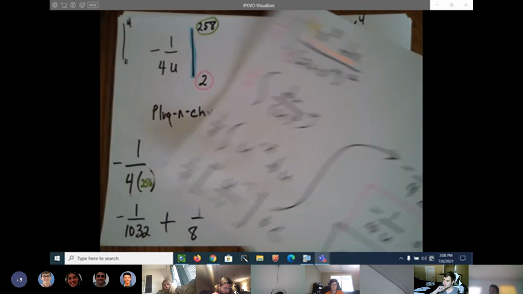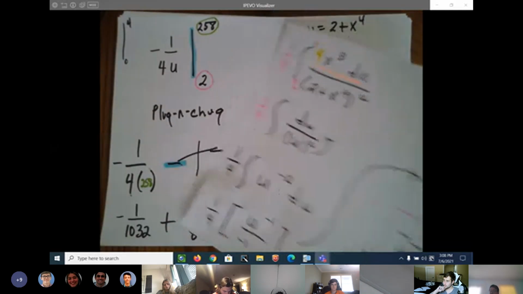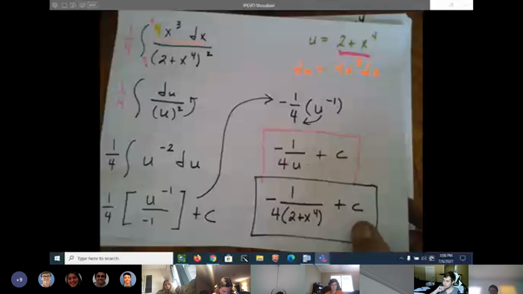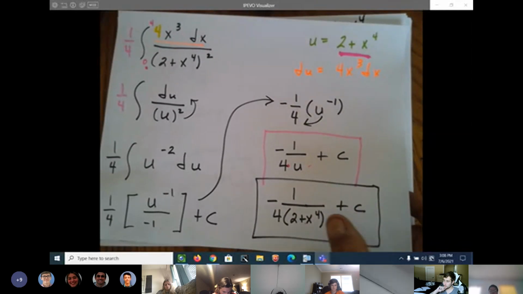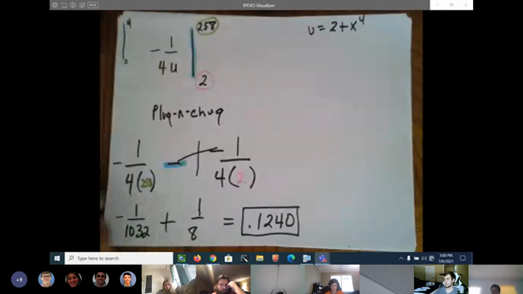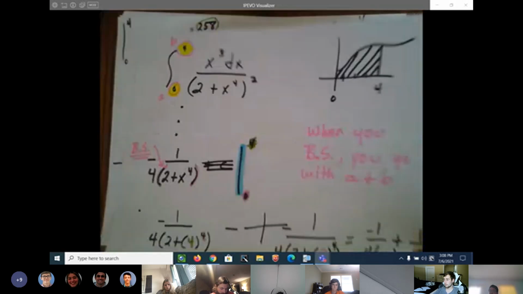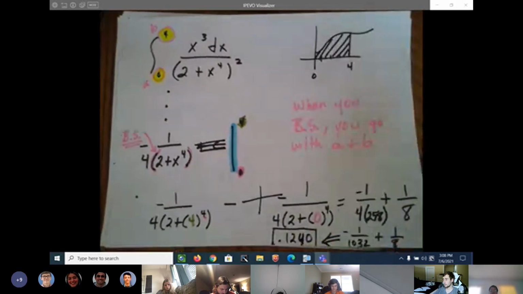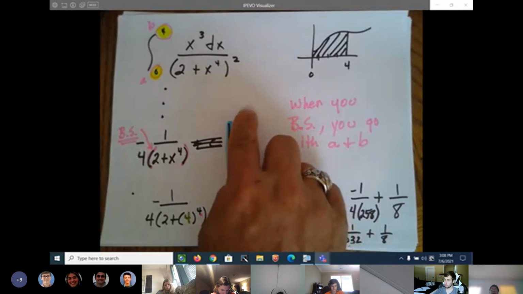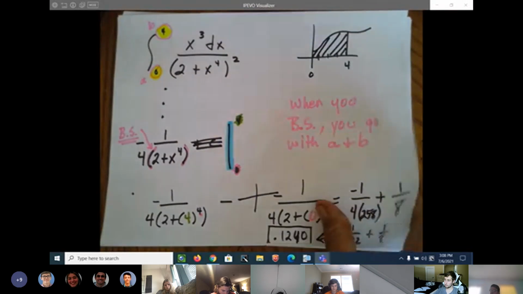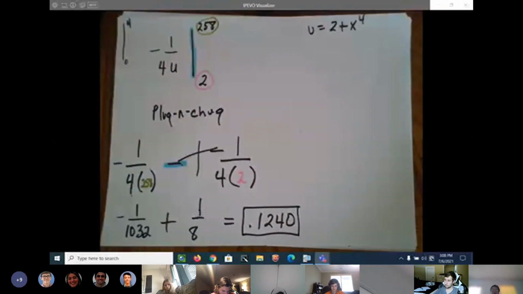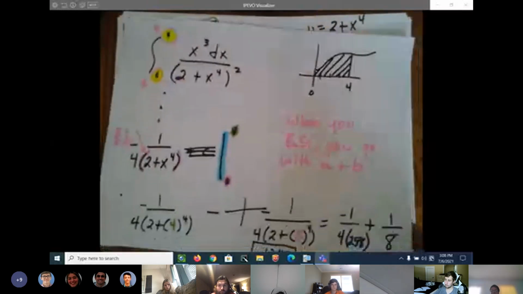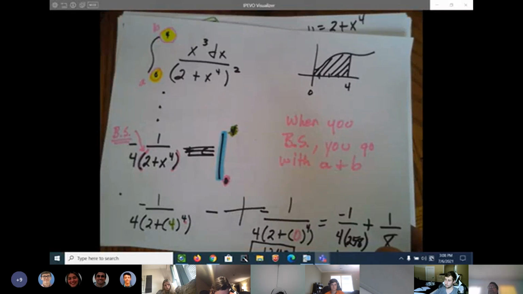Anyway, so somebody tell me why you would use this method over this method. Back substitution. This is back substitution, using 0 and the 4. And this is u, using 2 and 8. Come on. Well, I mean, you're doing the same thing. You're just substituting at a different point in the problem, right?